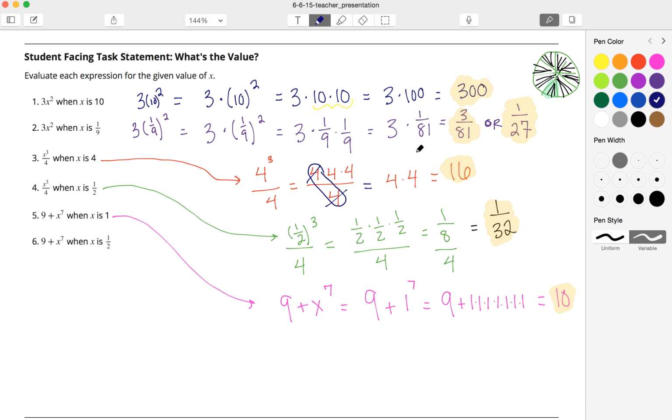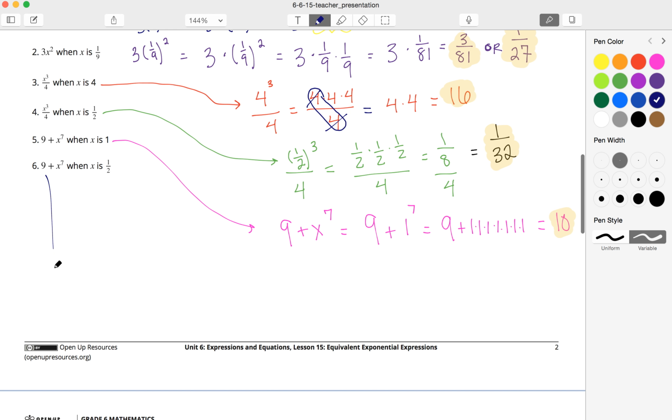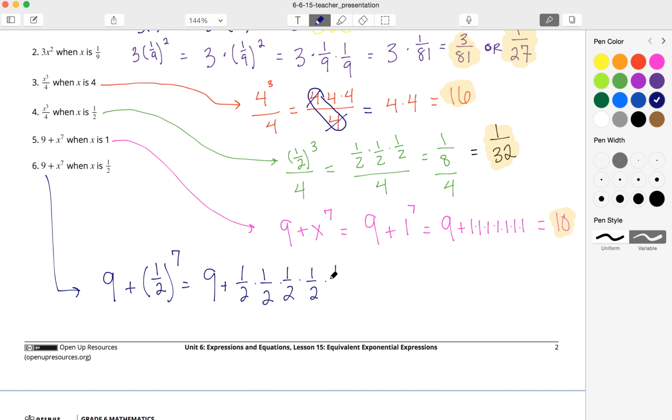All right, and we have one more that we're going to do. That's this guy. So we have 9 plus 1/2 to the power of 7, which equals 9 plus 1/2 times 1/2 times 1/2 times 1/2. That's 4, 5, 6, 7. Let's just double count. 1, 2, 3, 4, 5, 6, 7. Good. So again, I had to do my exponent first, which I did. I wrote that out. Now, if I have addition and multiplication, the piece that comes next is going to end up being my multiplication.